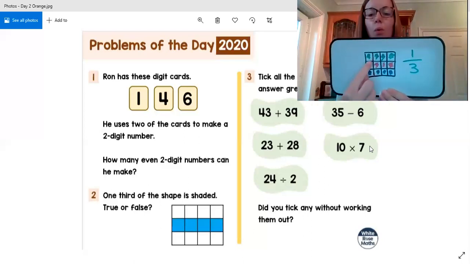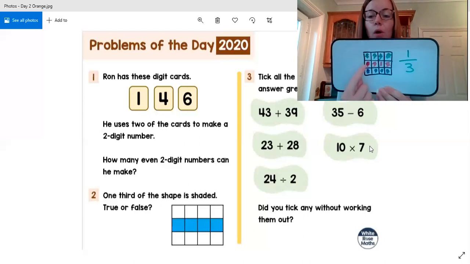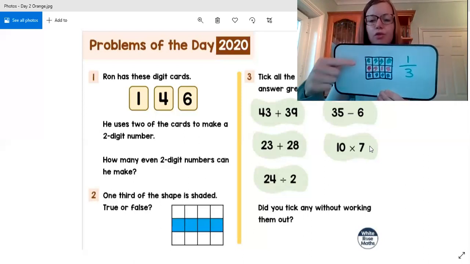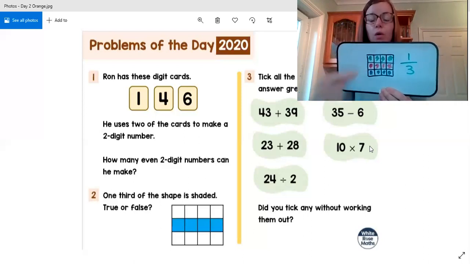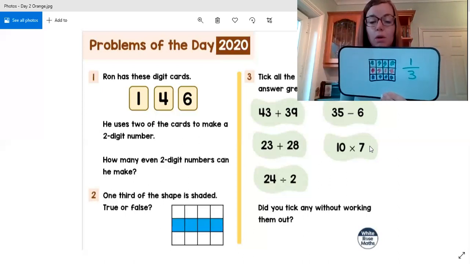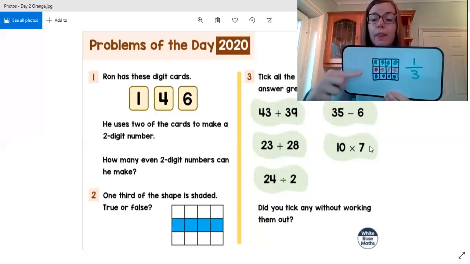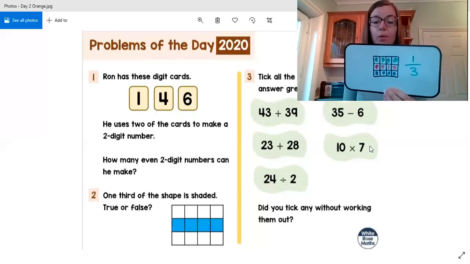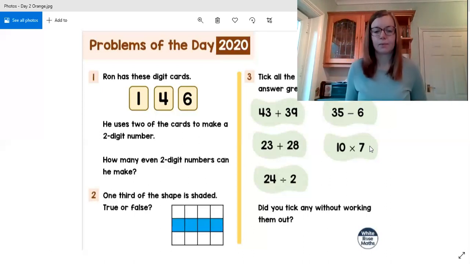So I have got 1, 2, 3, 4 green squares, 1, 2, 3, 4 red squares, and 1, 2, 3, 4 blue squares. So 4, 4, 4. I have got 3 groups that are all equal. So it is true that 1/3 of the shape was shaded.